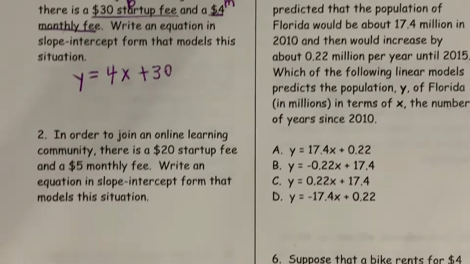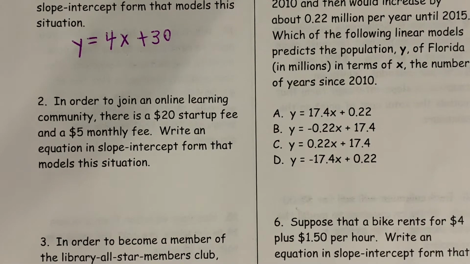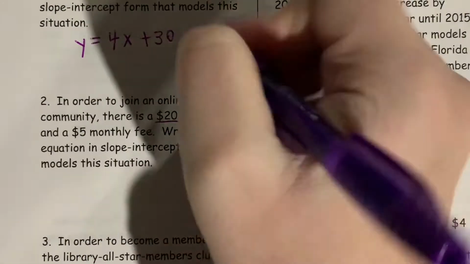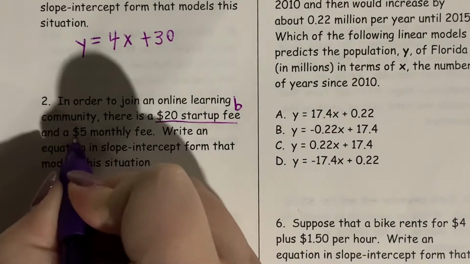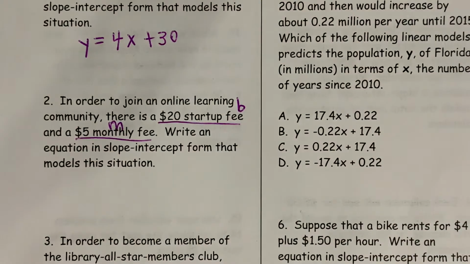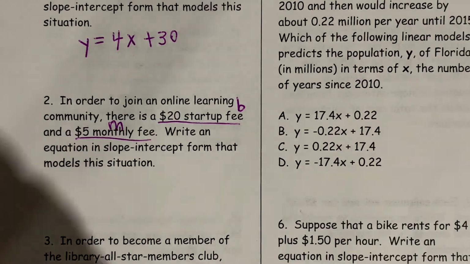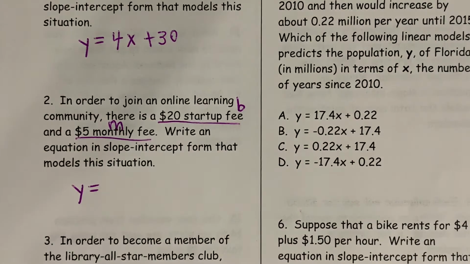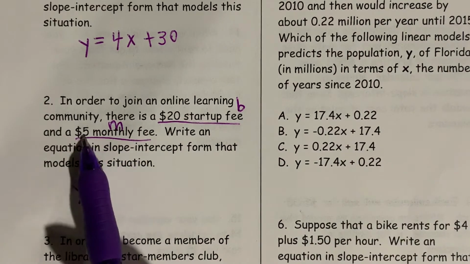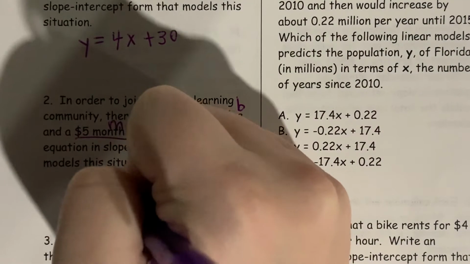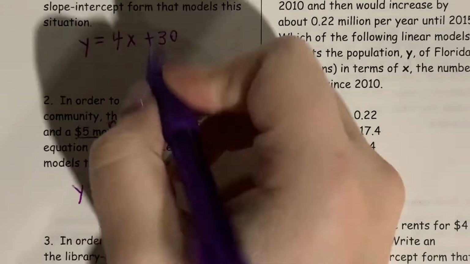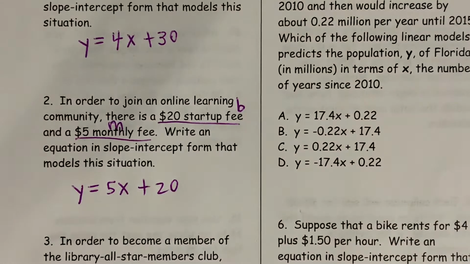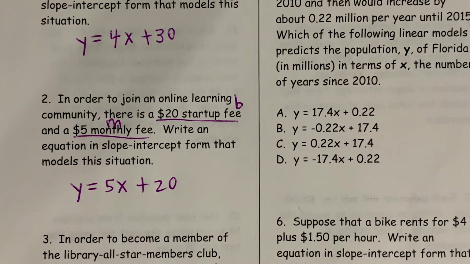Let's take a look at number two. In order to join an online learning community, there is a $20 startup fee. So there's my b. And a $5 monthly fee. There's my slope. Write an equation in slope-intercept form that models the situation. So again, we're here talking about cost, the total cost of joining this online learning community. So y equals, and my monthly fee, I pay $5 per month, so I could write that as 5x, plus my $20 startup fee that I have to pay on top of the $5 per month.